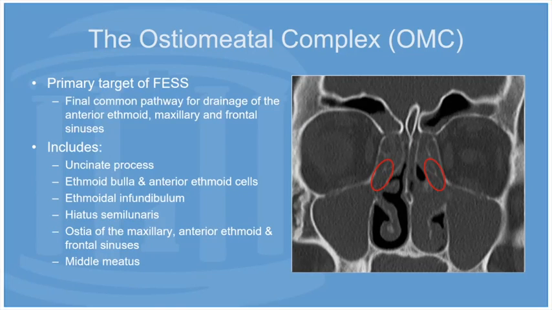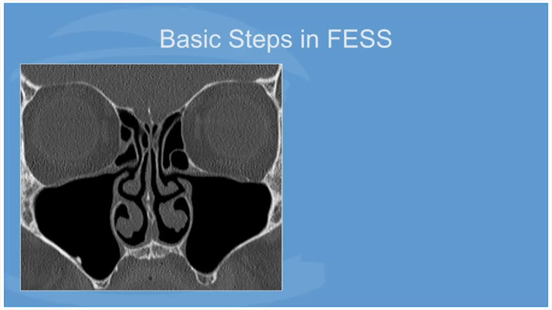So it would also make sense that opening the OMC up should improve the drainage of these sinuses as well. So how exactly do the surgeons do this?